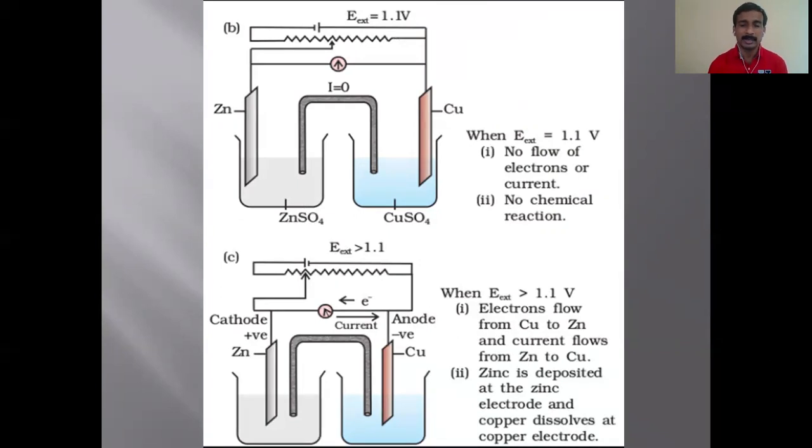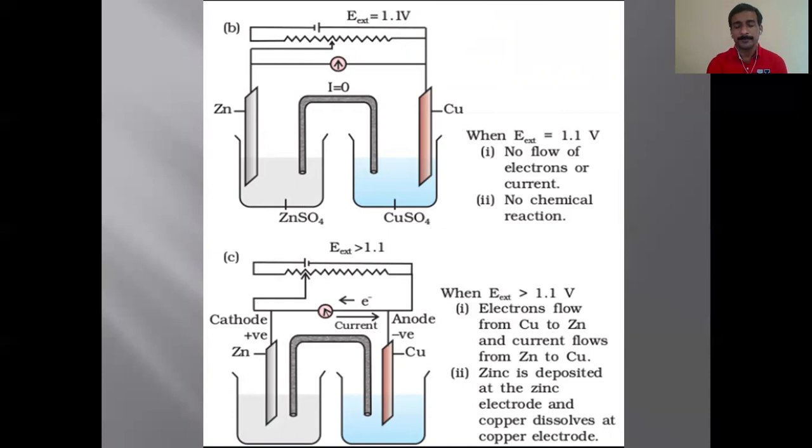Now we go to the third case, where the external potential is greater than 1.1 volt. In such a case, the opposite cell reaction will take place. That means copper will undergo oxidation, electrons will flow from copper to zinc, and Zn2+ will be reduced to zinc metal. Electrons flow from copper to zinc and current flows from zinc to copper. Zinc is deposited at the zinc electrode and copper dissolves at the copper electrode.